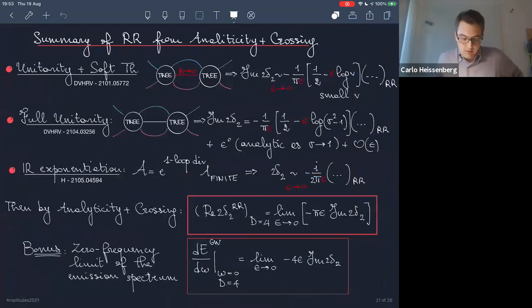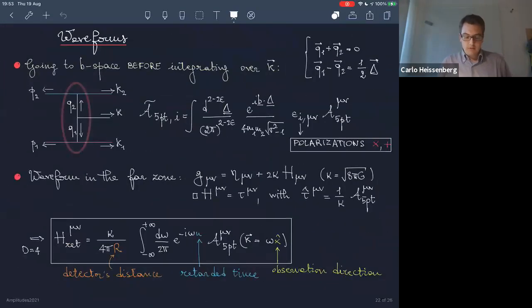So let me just say in one formula what is the bottom line of the second half of the calculation. The bottom line is that if you manage to calculate the imaginary part of delta 2 in some way, the divergent part, you simply multiply it by minus 2 epsilon, and this gives you the radiation reaction terms.